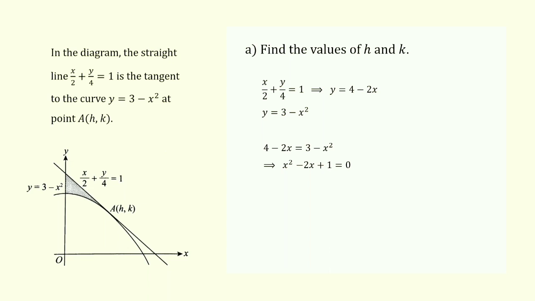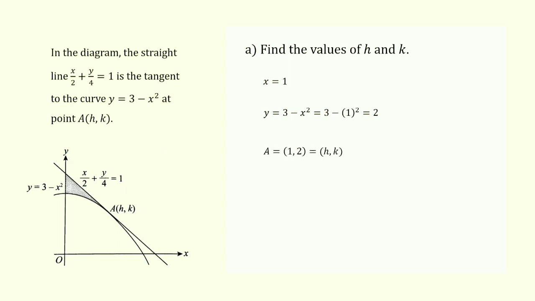We can then factorize this to get that (x minus 1) squared equals 0, so x minus 1 equals 0, and hence x equals 1. Then, to solve for the y coordinate of point A, we can substitute x equals 1 into any one of the equations. Substituting x equals 1 into the equation of the curve, we find that y equals 2. Thus, the coordinates of point A are (1, 2). So we can conclude that h equals 1 and k equals 2.